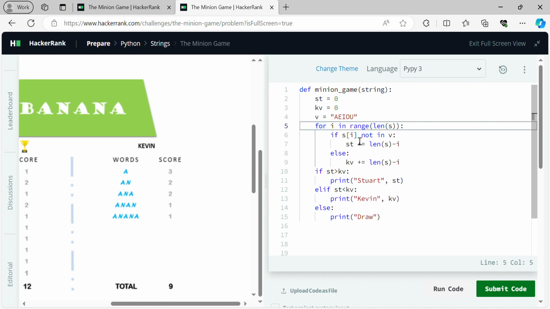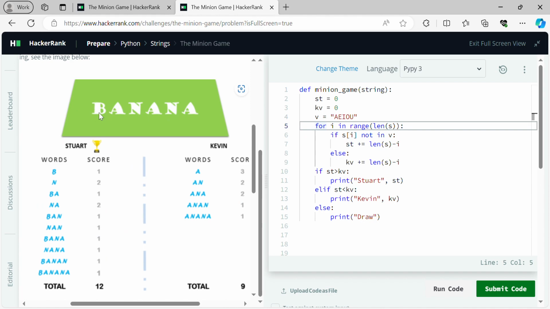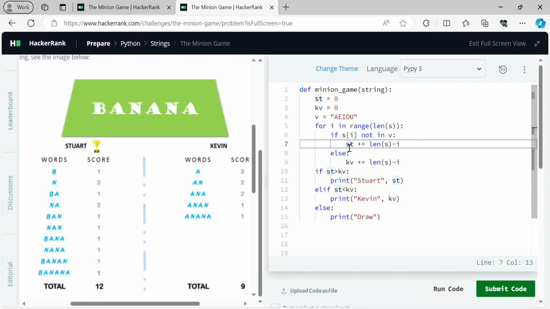So if s of i not in v, s of i means for i in range length of s, means 0 to 6. So in the first iteration it will start at 0. s of i means s of 0, the first place, so b is our value. Here, is b present in AEIOU or not? It is not present. So if it is not present, this is correct, right? Not in v. So b is not in this AEIOU, so I will proceed with this condition.